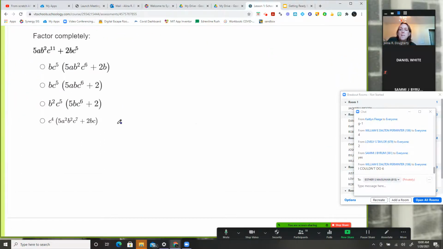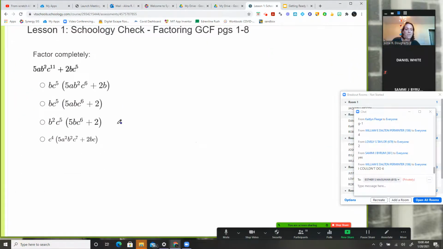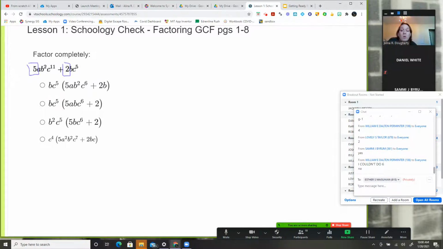What do I do? William says, I could not do number 6. We need to help William out. So first step is to look at those whole numbers, those coefficients. Can I divide 5 and 2 by anything? No. So then I look at the A's.